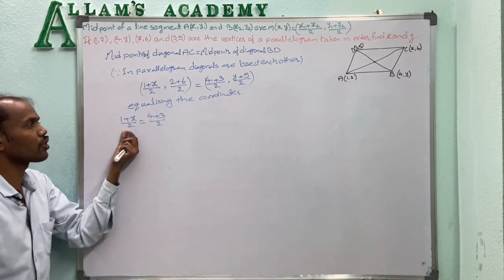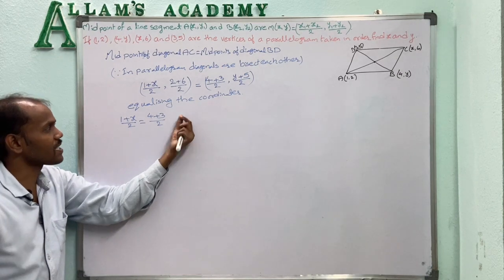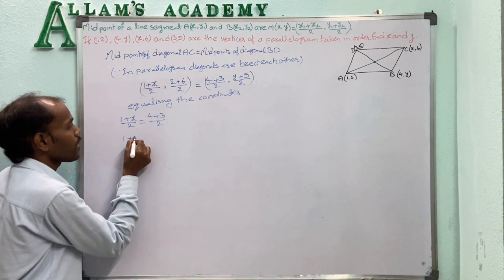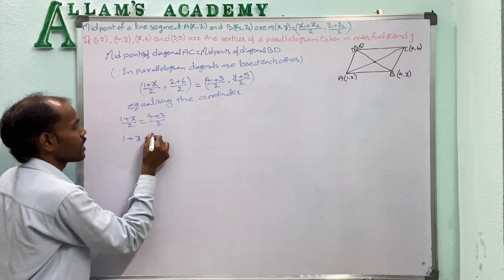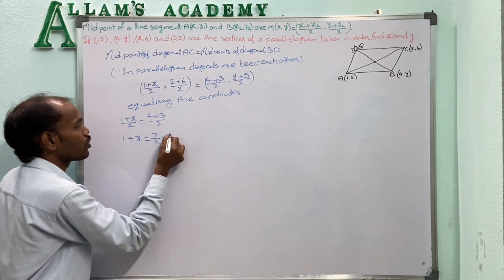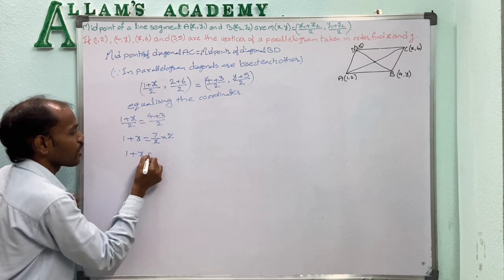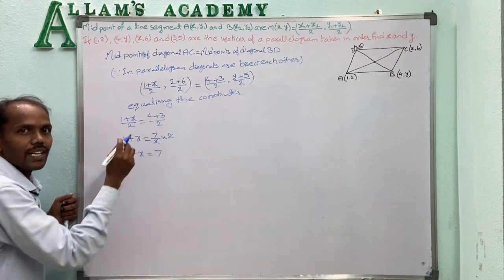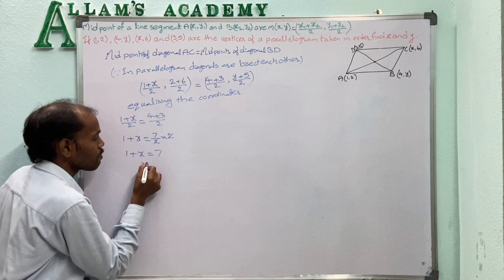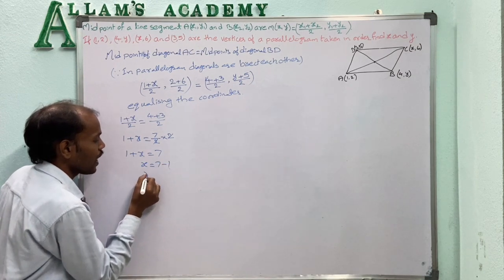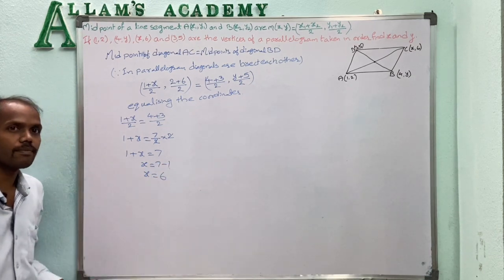Now the division by 2 transfers to the right-hand side as a product. So 1 plus x is equal to (4 plus 3) which is 7 by 2, into 2. The 2 gets cancelled, so 1 plus x is equal to 7. Now this plus 1 transfers to the right-hand side as minus 1, so 7 minus 1 equals 6.